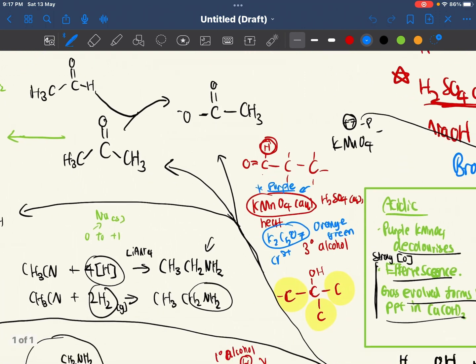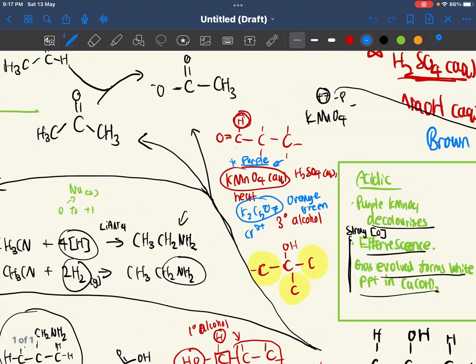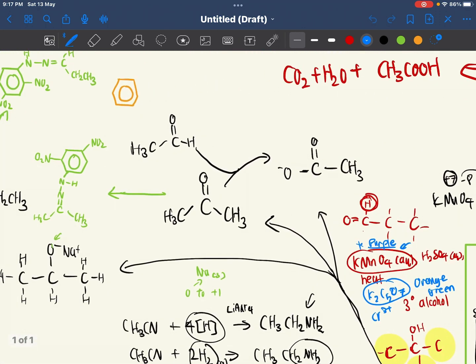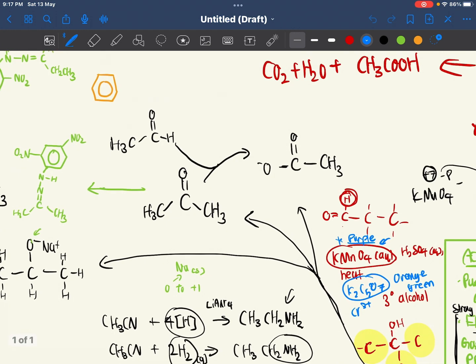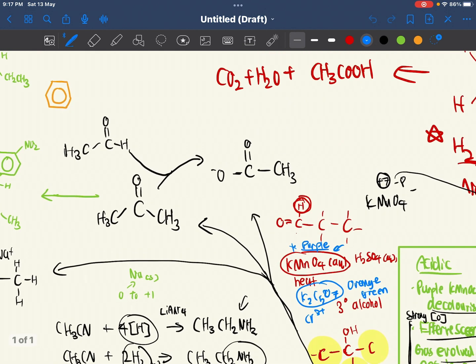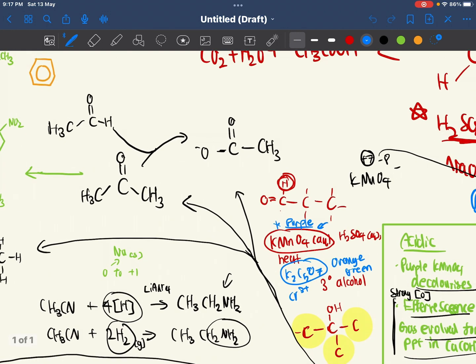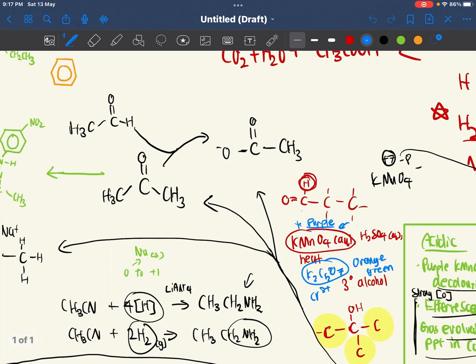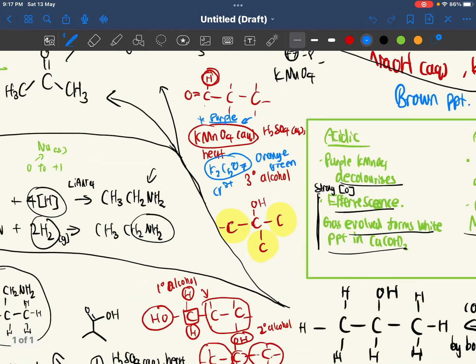Over here we have propan-2-ol. It's going to be oxidized to form our ketone. The thing about oxidation of alcohol to carbonyl compounds is that secondary alcohol will be oxidized to ketones, and primary alcohol will be oxidized to carboxylic acid. But there's a special reagent and condition to turn a primary alcohol into an aldehyde. Before we do that, we're just going to examine our secondary alcohol first.